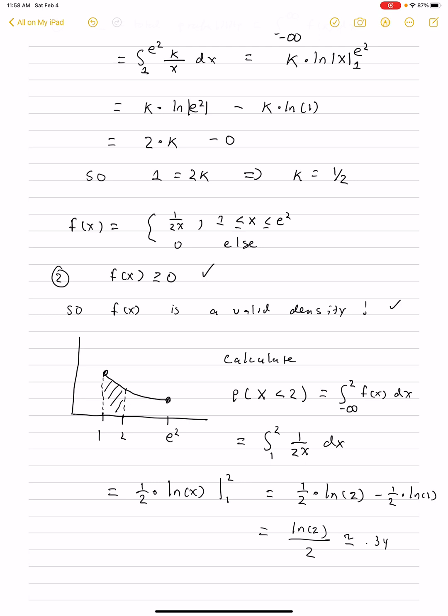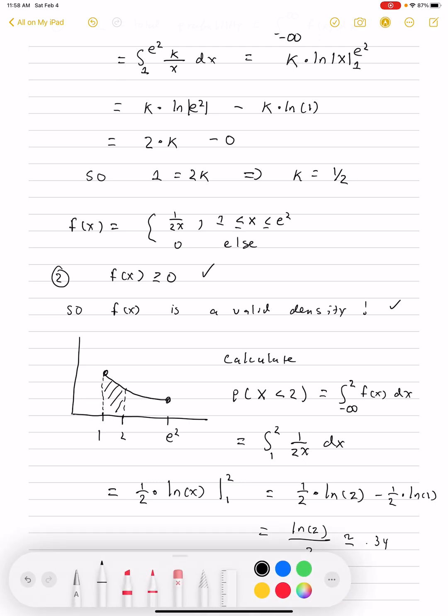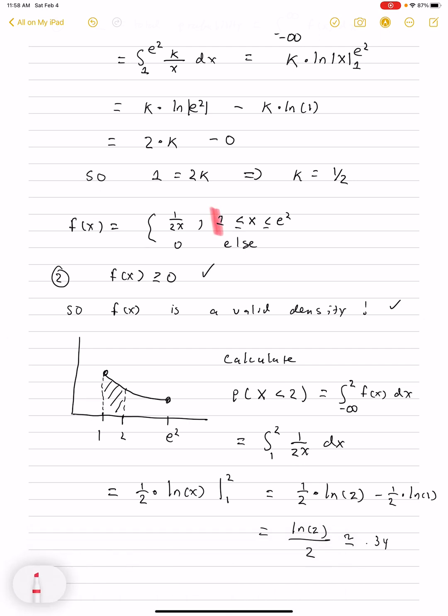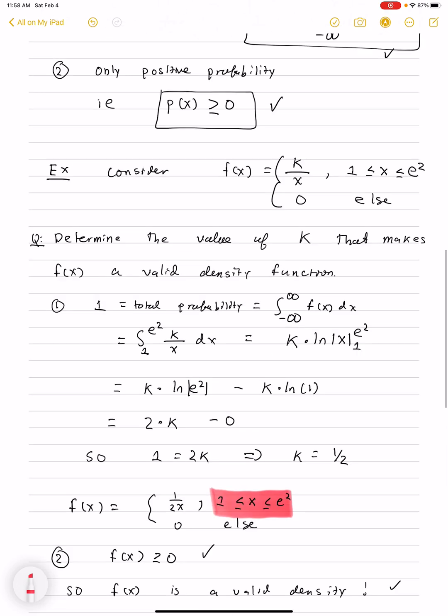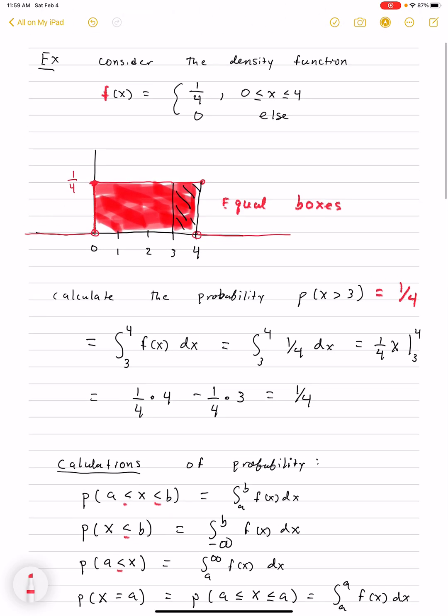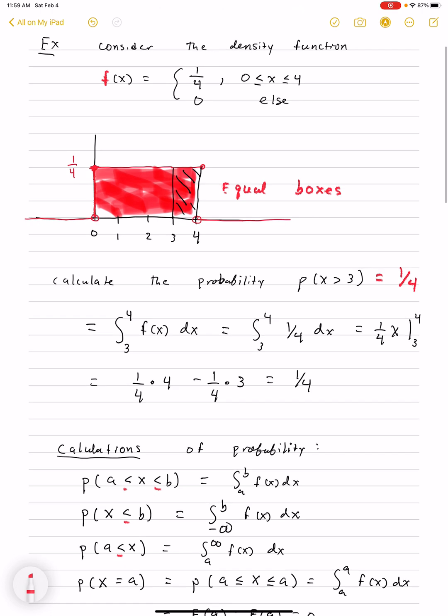So that's a little bit of an introduction to calculations of probability and requirements of a continuous probability density function. One thing I'd like to point out is that this is a continuous interval. X can take any number of values between 1 and e squared, in fact, an infinite number. Here as well, that interval has an infinite number of outcomes. Okay, thank you very much.